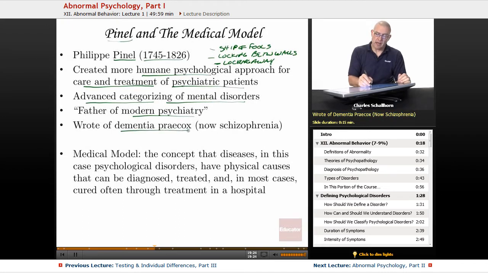And he also wrote about a condition that was known as dementia praecox, and that now has the name of schizophrenia. When I first started teaching psych, dementia praecox was always parenthetically mentioned next to schizophrenia. Now I rarely see it. So Pinel helped bring about the medical model, the concept that diseases, and in this case psychological disorders, have physical causes that can be diagnosed, treated, and in most cases cured, often through treatment in a hospital.